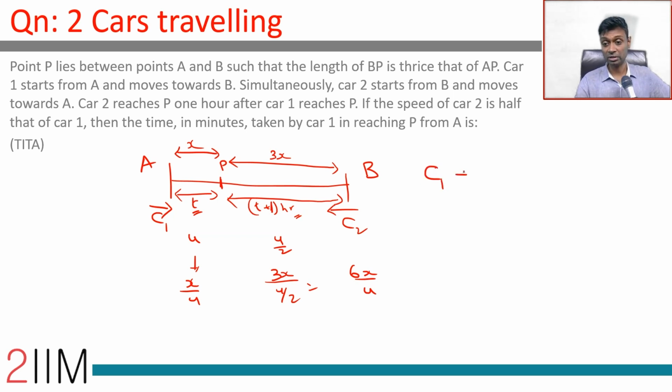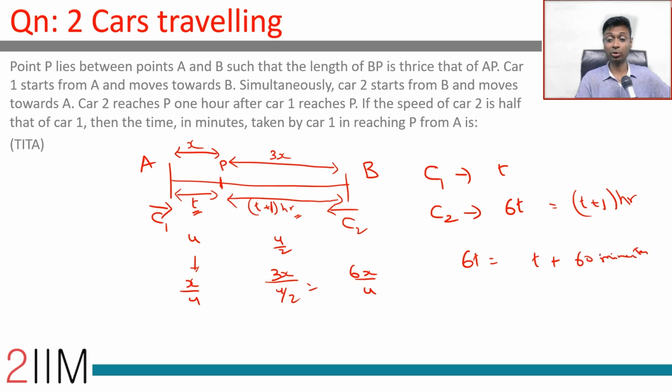Car C1 takes time t. Car C2 should take time 6t. But we've been given this is t plus 1 hour, or 6t equals t plus 60 minutes. If I'm thinking of t in terms of minutes, 5t equals 60 minutes, t is 12 minutes. So car A takes 12 minutes to reach the point. Car B takes 72 minutes to reach the point. 12 into 6 is 72. 72 minus 12 is 60 minutes, which is 1 hour.